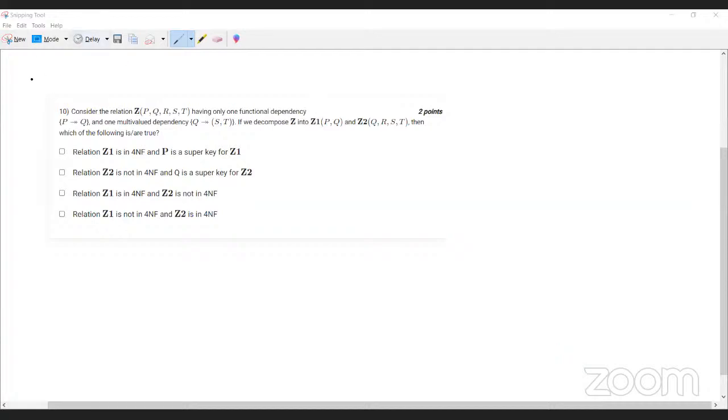Yes. Okay. Activity 6.4 question 10. Here you have to consider one relation and only one functional dependency, and one multi-valued dependency. If we decompose Z into Z1 and Z2, then which of the following is true? Yes, Madhu, can you tell me how you approached this question?